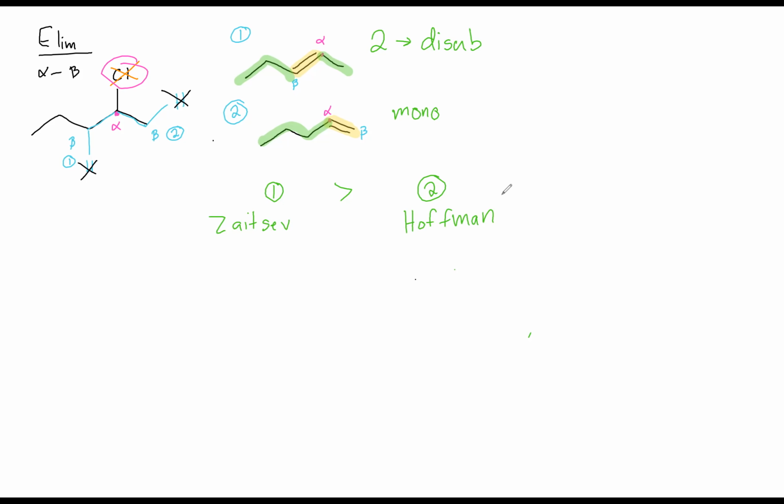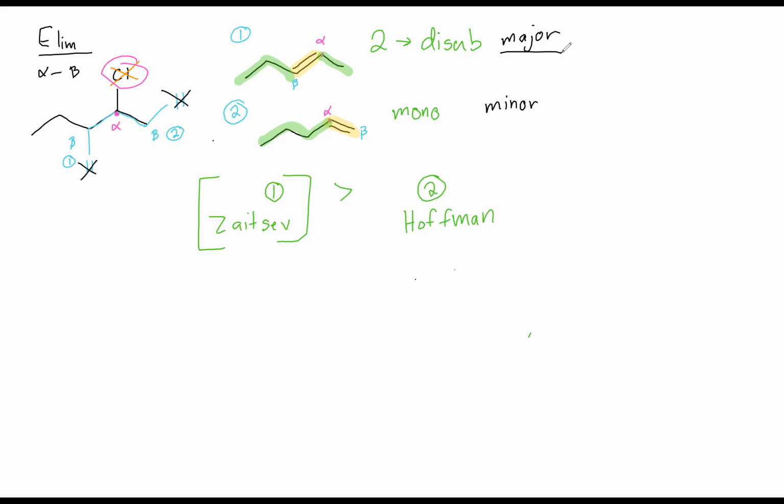But I digress. Okay? So most of the time, we are going to make more of the Zaitsev, more stable product. Thus, we will call this product our major product. And then we will call the other product the minor product. Okay? But again, these can swap depending on a couple of factors. But in general, if you're using a smaller base, it's going to be assumed that the more stable product will be the major product. Okay? Are you with me so far?